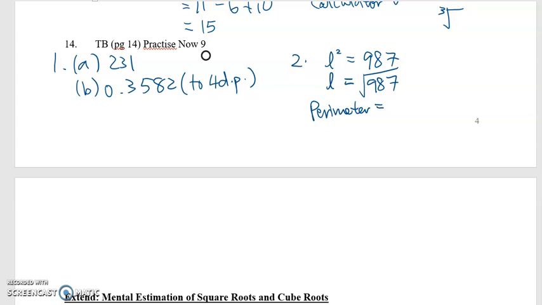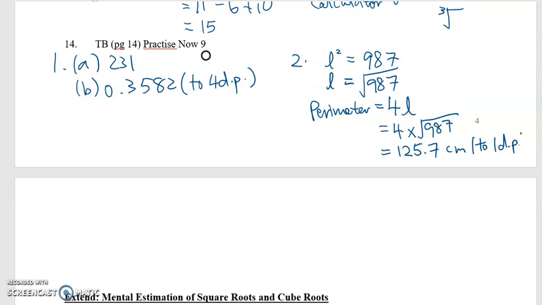So the perimeter of the square poster will be 4 times the length. So I need 4 times the square root of 987. Then you key into your calculator 4 times square root of 987. Then I'm going to round off the answer to 1 dp. Then I write down.